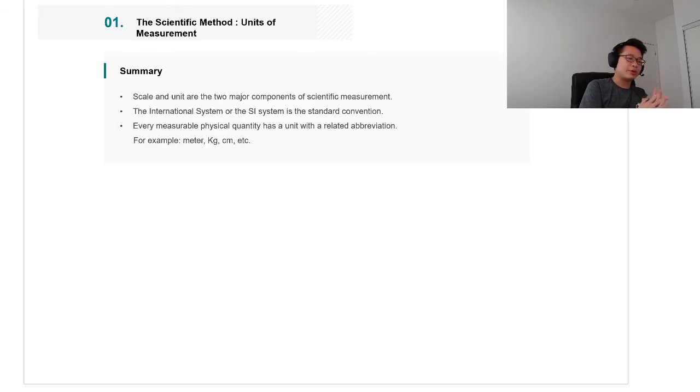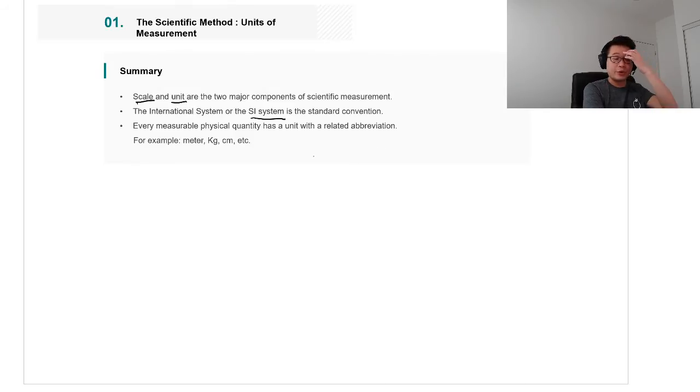So this will conclude the first topic on the unit of measurement. First of all, for each unit of measurement, our scale will be a number with a unit, and for each unit, we are going to use an SI unit for all the measurement.